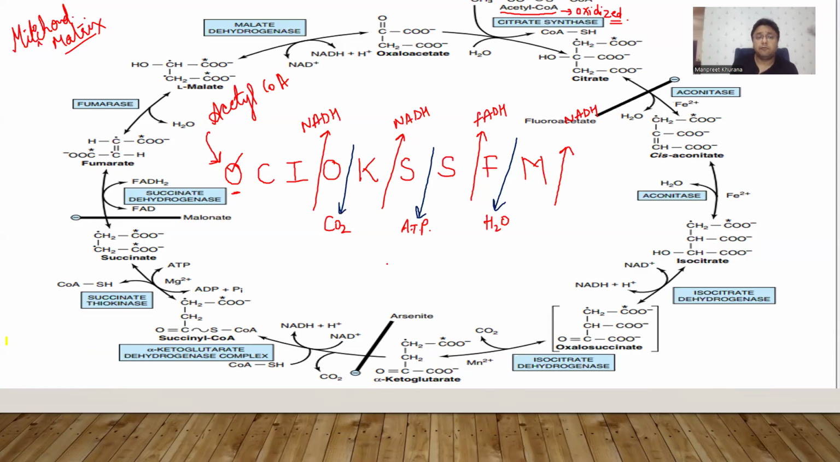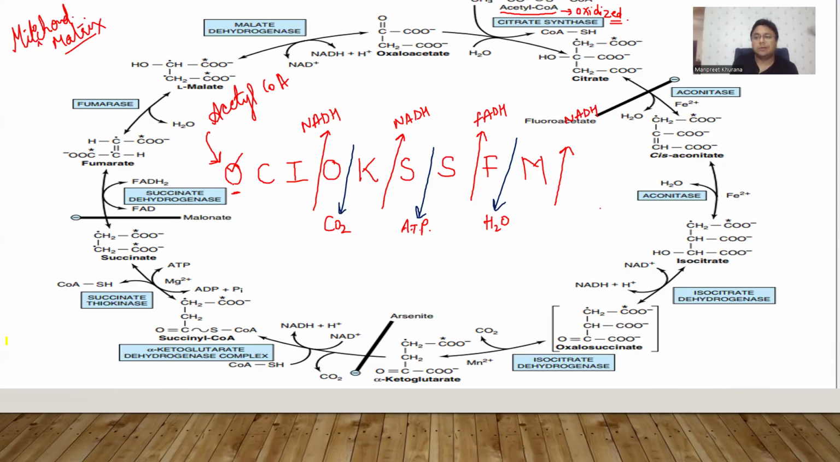I've made a small formula or a mnemonic. So we will understand all the substrates, all the products, wherever NADH is produced, wherever FADH is produced, and what are the inhibitors of citric acid cycle and its significance, where it is located, and everything. The formula says OCI, OK, SSFM. So this is a small formula which you need to understand.